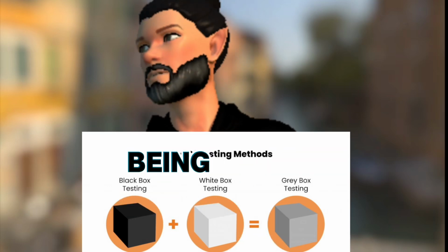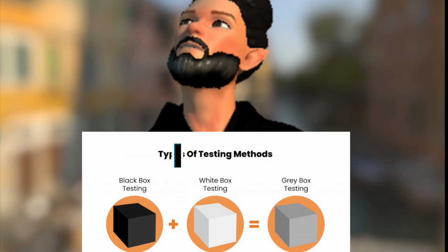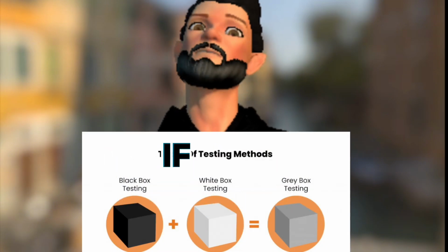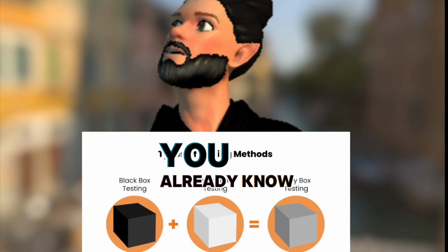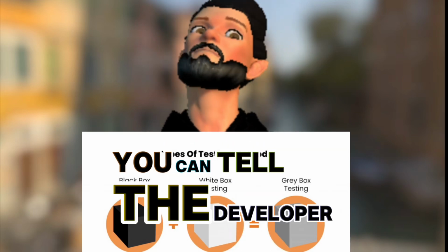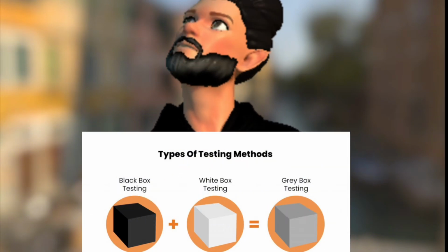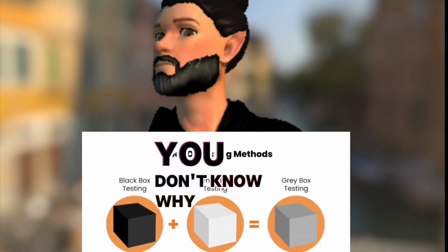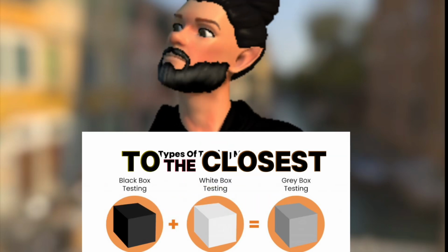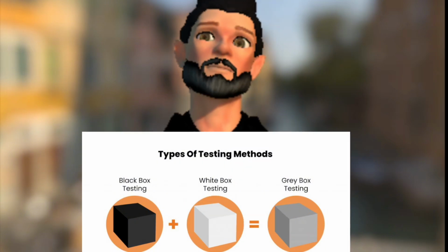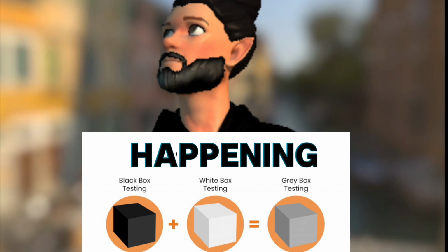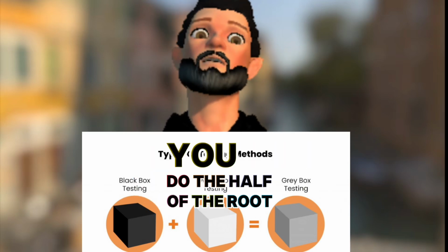In that case, instead of being a user and simply saying, oh, I did this action in the UI and I saw this error message, can you find out the problem? If you know more information, you already know which endpoint this information is going to, and which endpoint is causing the problem. You can tell the developer of that microservice that this microservice is acting weird. You don't know why it is acting weird or why this information is wrong, but at least you can pinpoint the closest to the source of the problem. You do half the debugging, half the analysis of where this issue is happening, half of the root cause analysis.